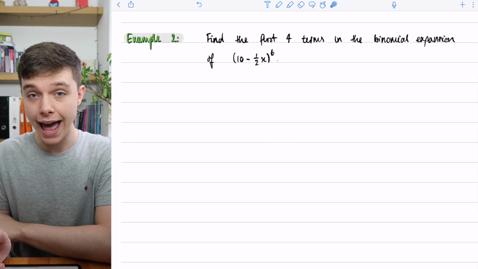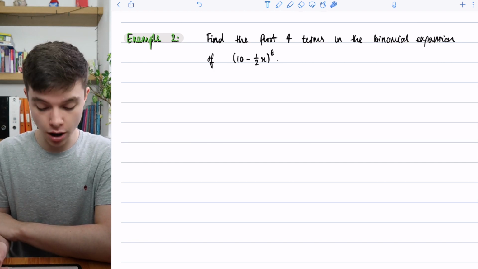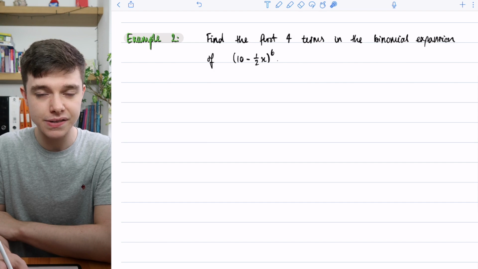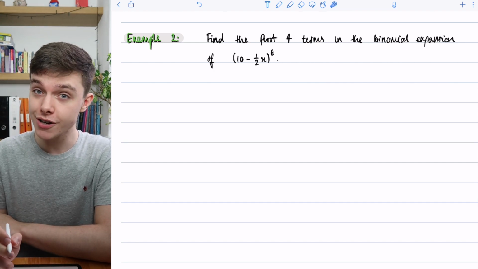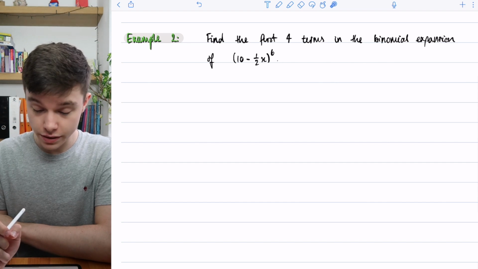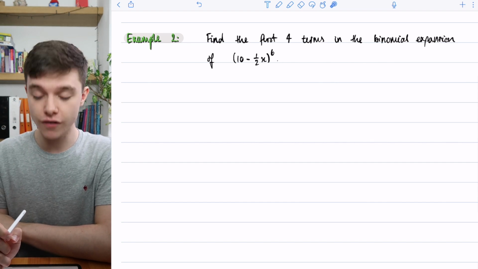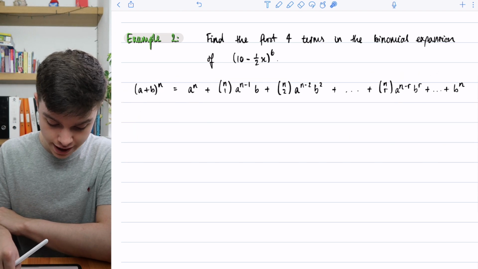So we could again do this by hand, but you would be here a long time because it's a power of 6 and you're possibly going to make some mistakes. So what we want to do is just do the binomial expansion. Use the formula. I think I can paste it in. Look at that, it's like magic.